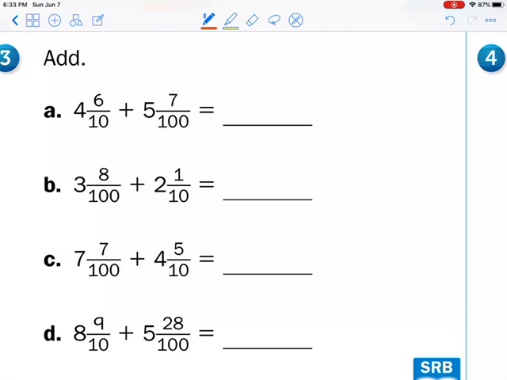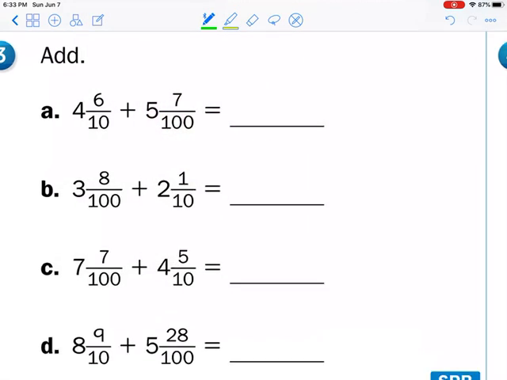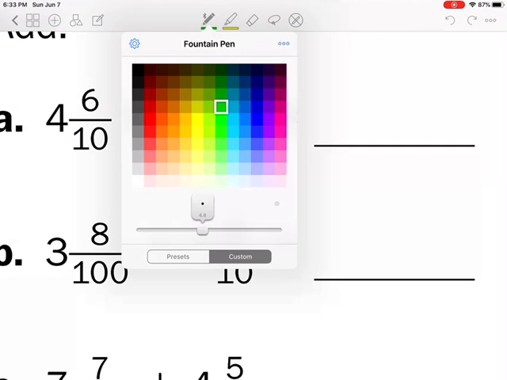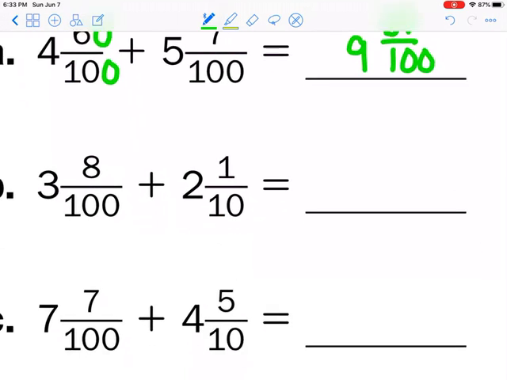Okay, number 3, we are adding fractions. So you can see that on all of these examples, they're in tenths and hundredths, but the denominator is not the same, so you do need to do some converting. So 4 6/10 would become 4 60/100. That would be an equivalent fraction. So then you can just add. So 4 plus 5 is 9. And then 60 plus 7 is 67, and my denominator stays at hundredths.